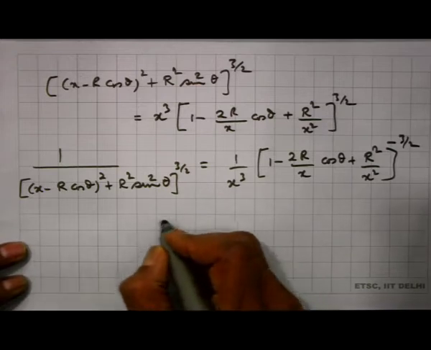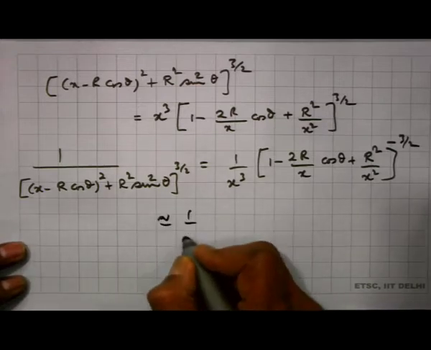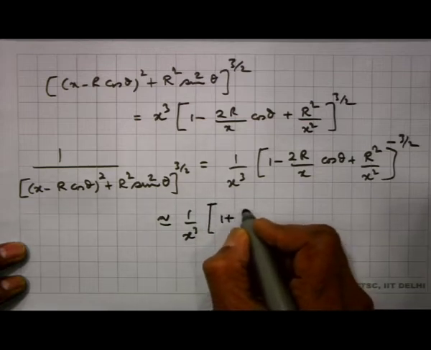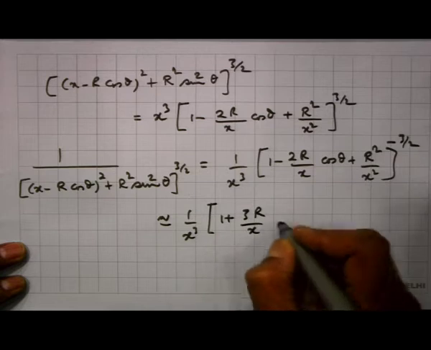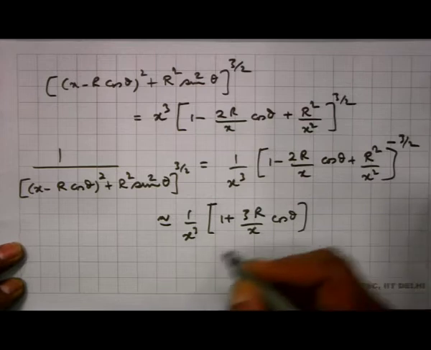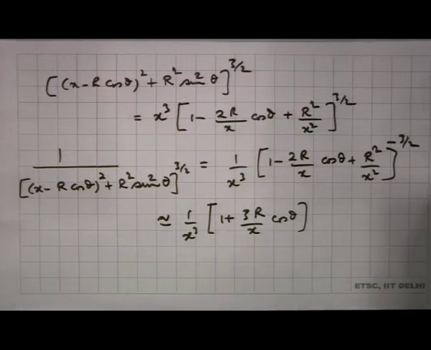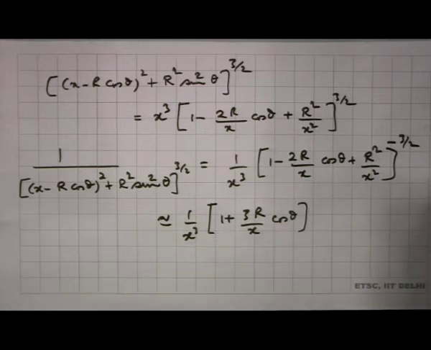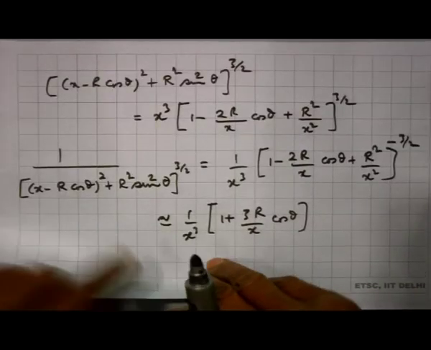And I can make a binomial expansion here. So, this is approximately 1 by x cube into 1 plus 3 r by x cos theta, where I have neglected higher order terms of the order of 1 by x square. Remember, this is r square by x square, the square of this is r to the fourth by x to the fourth, etc. So, I have retained terms up to order r by x in this expression. So, now I have got an approximate expression for the denominator, and I have the numerator sitting there. Let me substitute into this equation.